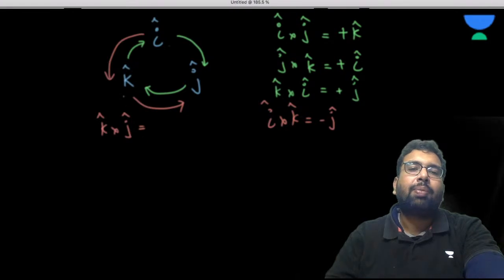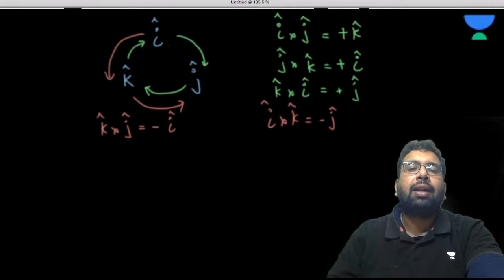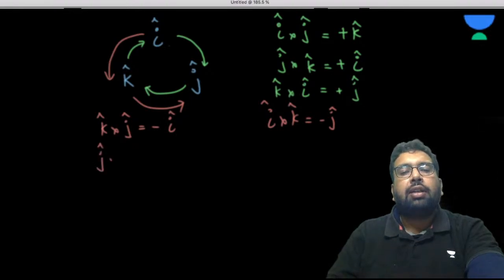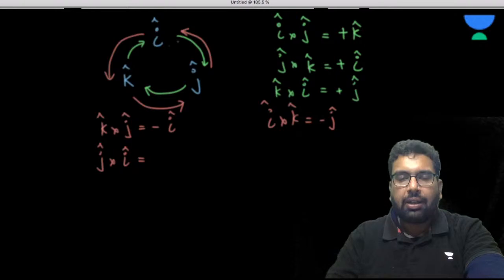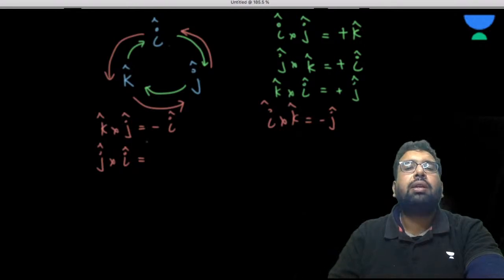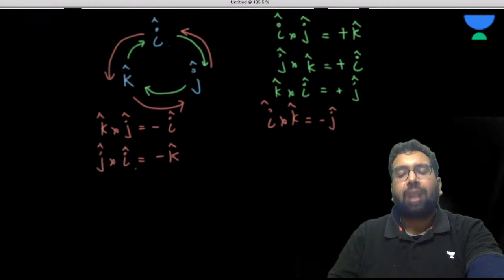Now see, from K to J cap, we are moving in the anti-clockwise sense. So what is the next vector? The next vector is I cap. And are we going to get the negative? Yes, sir, we are going to get the negative because we are moving in an anti-clockwise way. Then J cap cross I cap: we are moving from J to I, this is anti-clockwise, so we are going to get the negative of the next vector. So is this clear how we have done it?